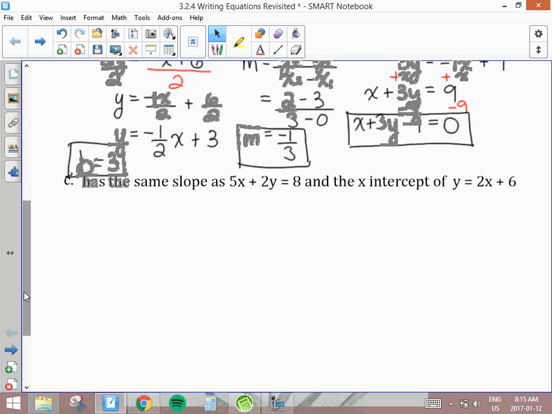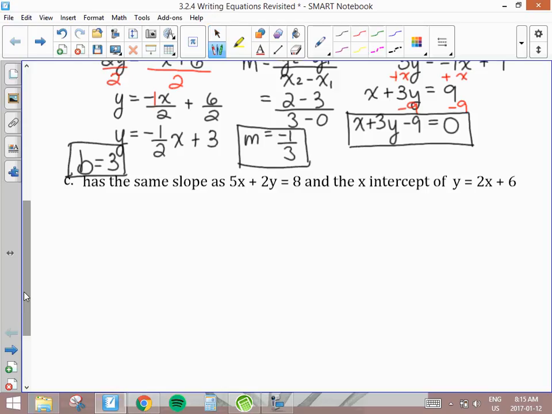For part C, I'm going to come up with a line that has the same slope as 5x plus 2y equals 8, and it has the x-intercept of y equals 2x plus 6. So a bit of work that we need to do here to find the slope of our line and to find the y-intercept of our line. So we'll start with finding the slope, and it's kind of like the last question in that I have 2 different lines. So I have 5x plus 2y equals 8, but it's not the same line that I'm looking for. It just shares the same slope or the same steepness.